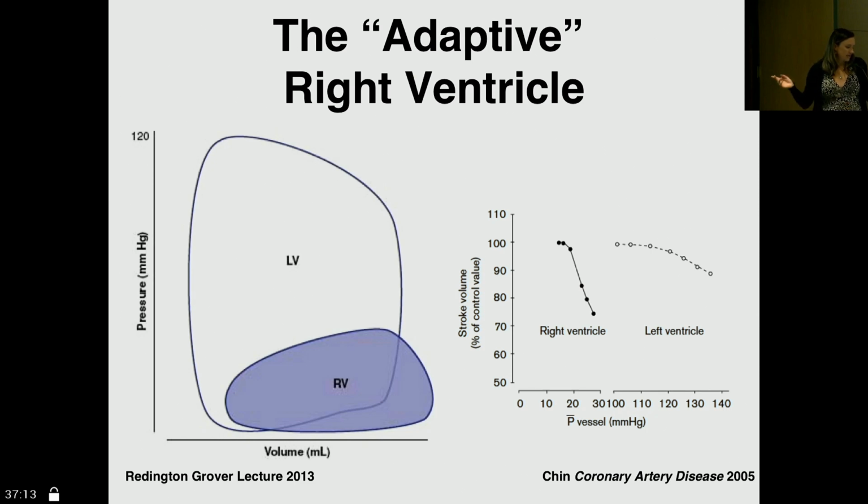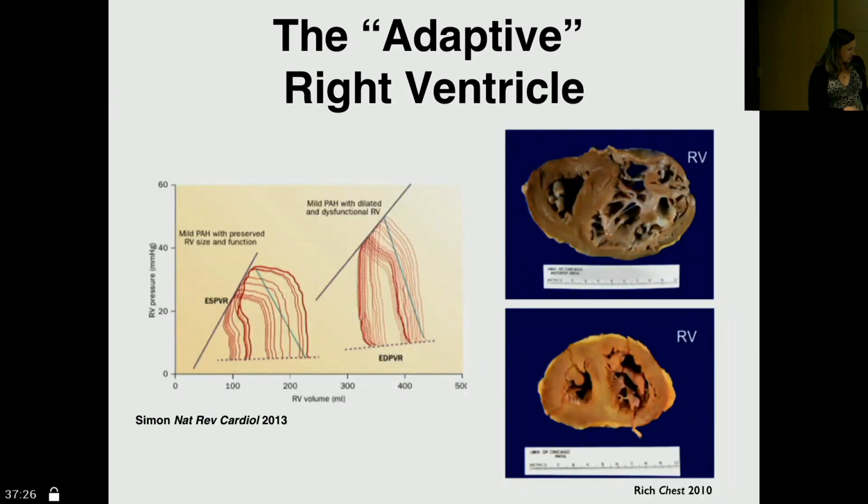This is classic data from Braunwald that shows even with modest increases from 10 to 30 torr, the RV stroke volume goes down dramatically. And that's, of course, not true, as we know, for the left ventricle. And typically that's also the case with patients with pulmonary hypertension. We know that idiopathic pulmonary hypertension is typically not well tolerated by the right ventricle. Our patients suffer from decreased systolic cardiac performance, even in the setting of mild increases.